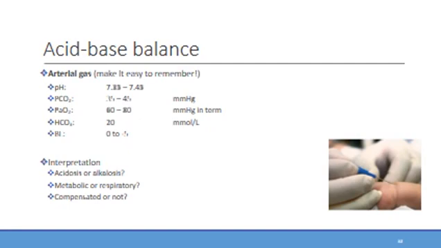So when you interpret a blood gas, make sure to firstly ask the question, is there acidosis or alkalosis present? Then you want to distinguish between metabolic and respiratory, and then you need to decide whether compensation has taken place or not.